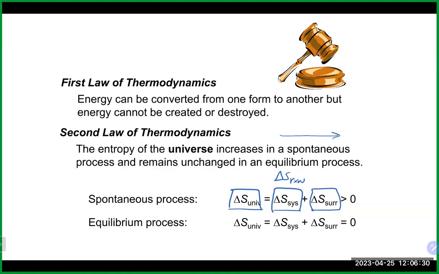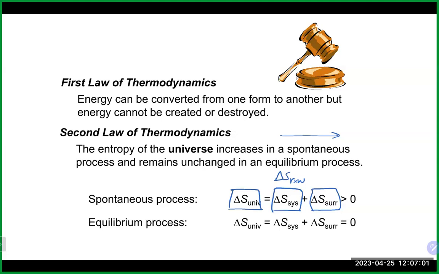If you calculate the delta S of the universe and it is less than 0, or a negative number, that will tell you the opposite: the reaction as it is written is non-spontaneous and will not really occur going to the products. It basically will just stay there at the reactant side. If you calculate the delta S of the universe and it equals 0, you're not at a spontaneous process, you're at an equilibrium process.